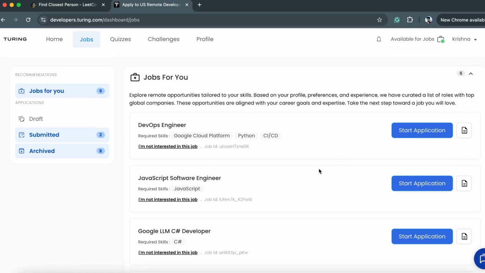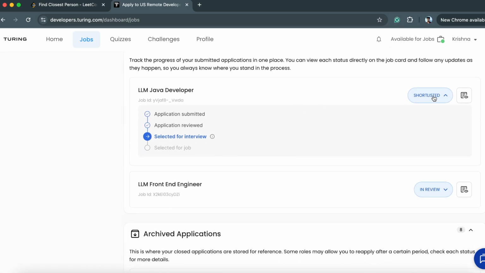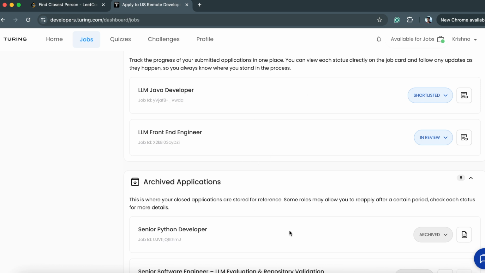So yes, I'll be more proactive. I don't know what happened on this particular platform, but things didn't work as I expected. So anyway, I'll try to get a remote job, and these are the plans.